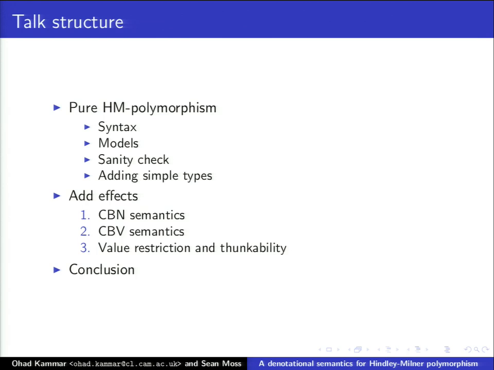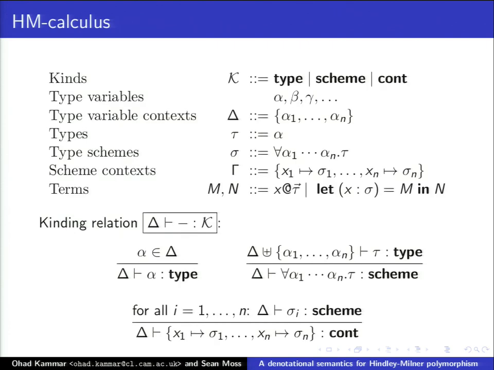Okay, so let's start with the calculus. Okay, so you see there's almost nothing in here. I've been very explicit about including stuff. So we have three kinds, either type or a scheme or context. Okay, and we have type variables and we have context of type variables. And then we have types, and types have nothing. It can just be one of the type variables in your context.